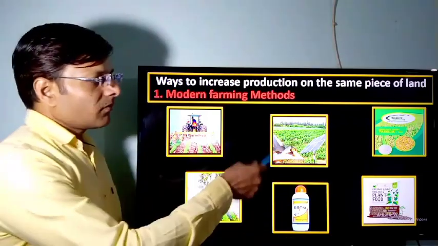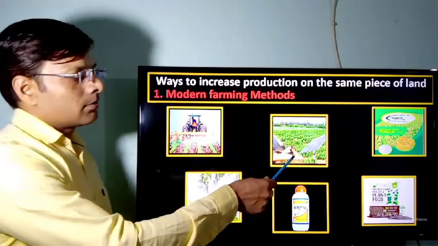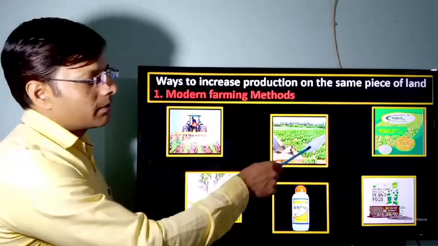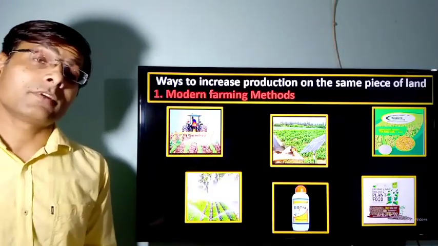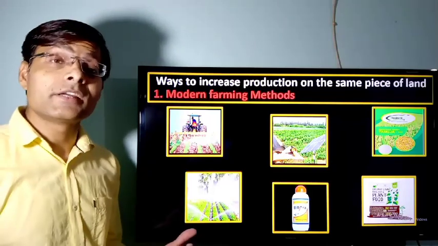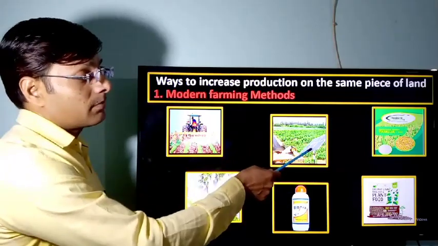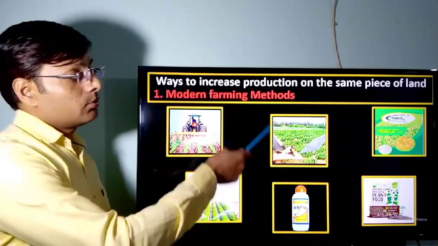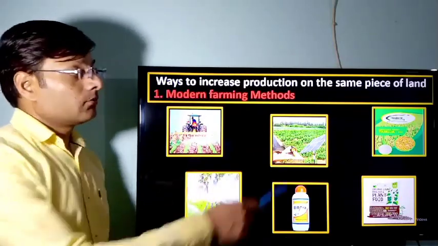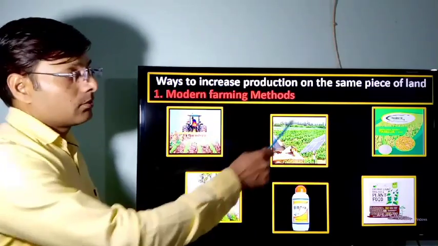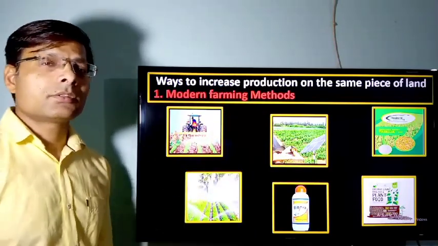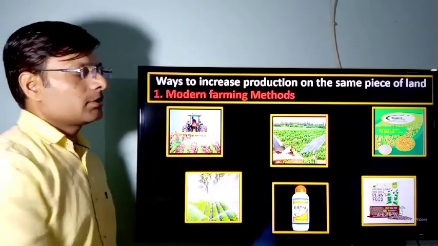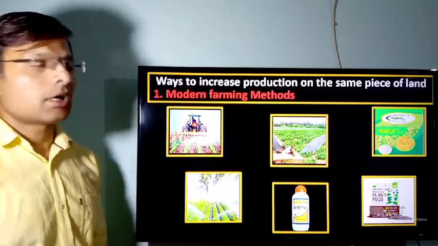Here you can see the submersible or tube well. It is run by a solar system, so it is economic and eco-friendly also. You can use solar energy for running tube wells, and the water supply can be done. So this is the modern method. In this way, by using this, you can reduce your cost also.